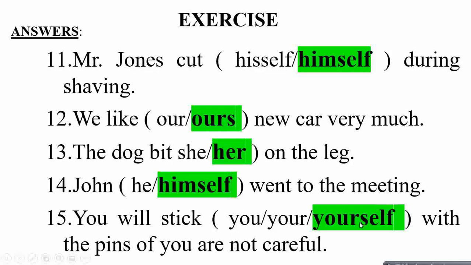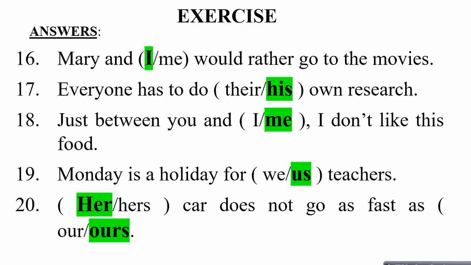Question 16, Mary and I would rather go to the movies. It's about Mary and I. It's going to be simple pronouns. It is nothing else. Question 17, everyone has to do their or his own research. Everyone is the same as a singular subject. As a result, the possessive answer in this will also be simply his. It will not be their, because it's not plural, it's simply singular. You can also see it from the word has.